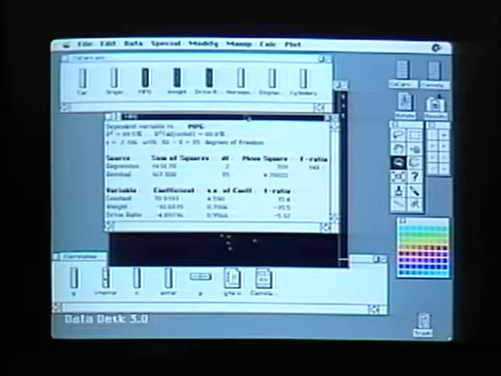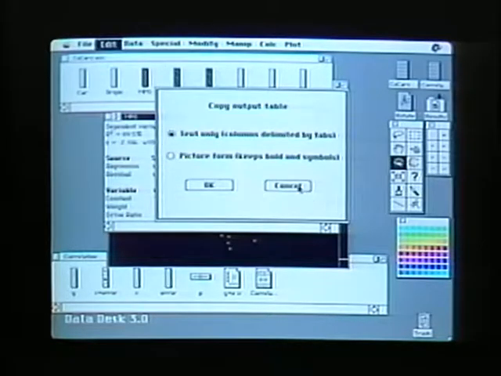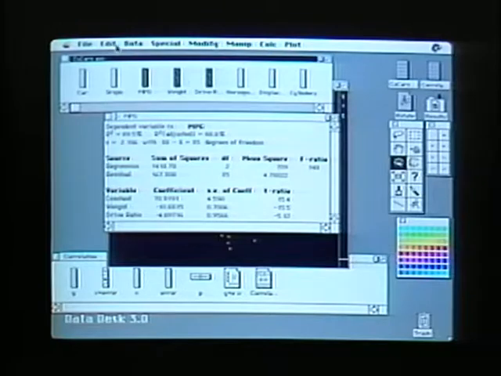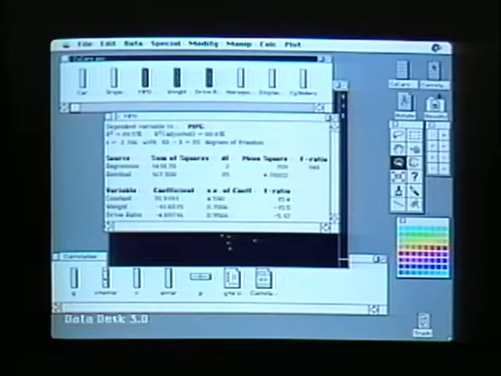But we can go beyond that because no one package is going to do everything that any scientist or social scientist wants to analyze his data. And one of the really nice things on the Macintosh is it's very easy to move data among programs. So, for example, I could grab these variables and copy them. I have to make sure I've grabbed them if I'm going to do that. And simply move to another program.